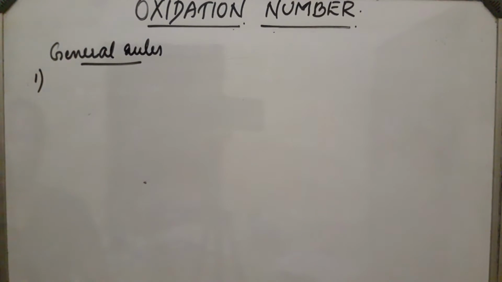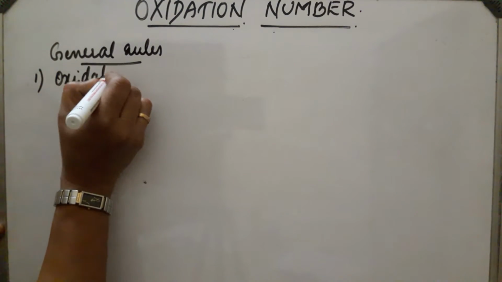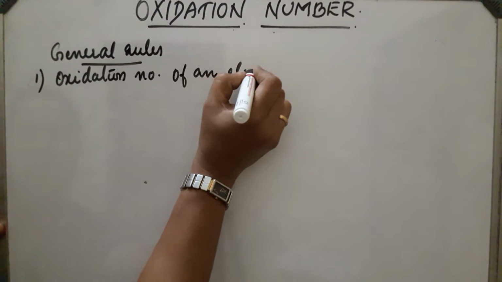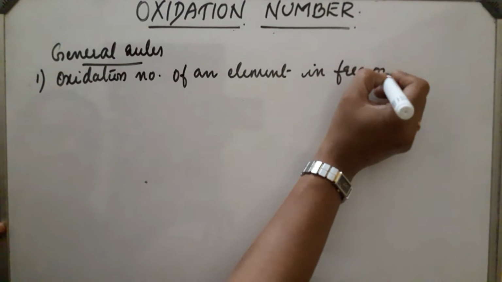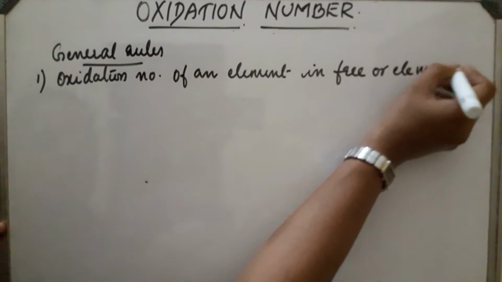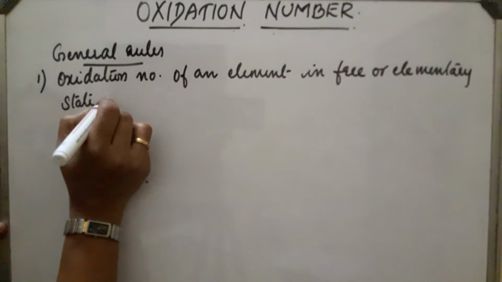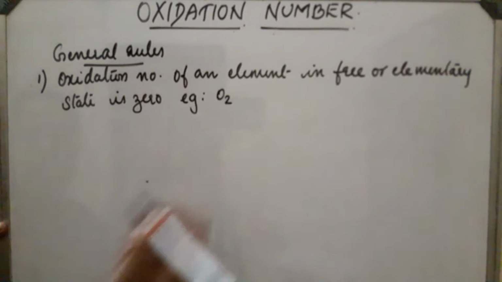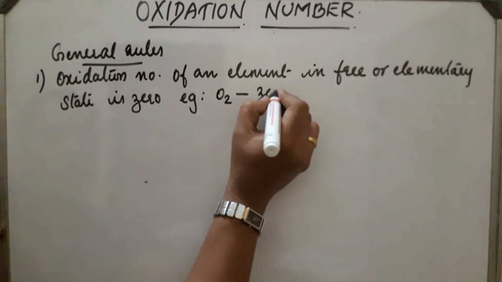First rule. The oxidation number of an element in free or elementary state is 0. Example, in the case of oxygen, O2 molecule, it is in the elementary state. So, the oxidation number is 0.